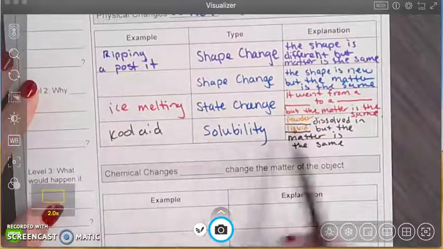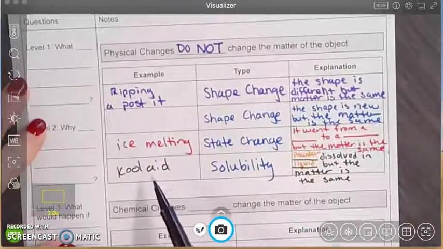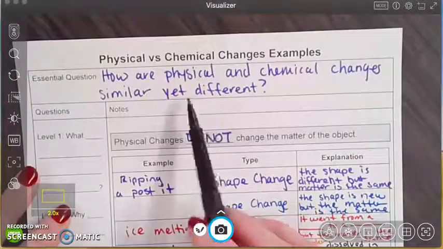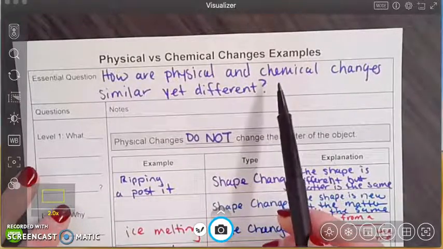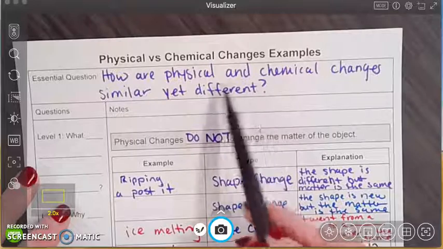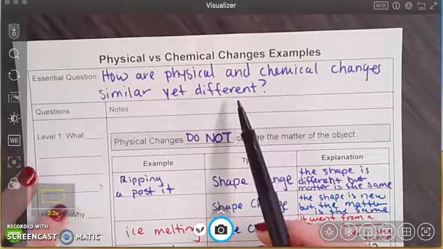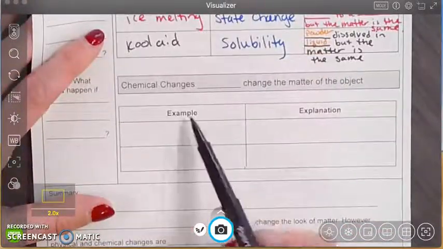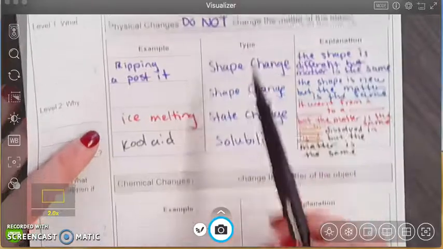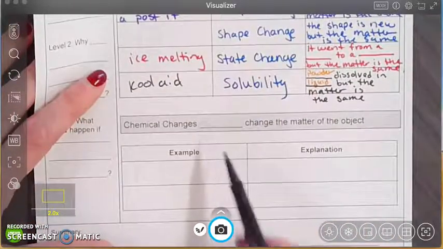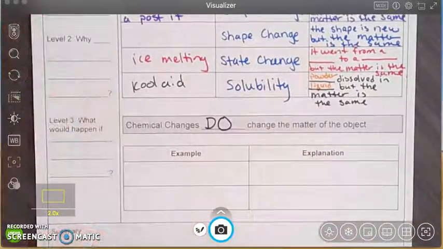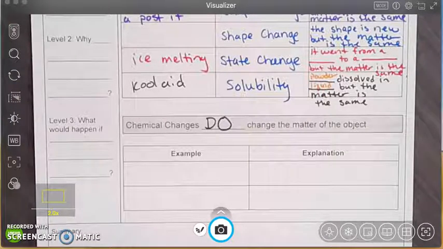Okay, so this was all a review of yesterday, that physical changes do not change the matter itself. But our essential question now talks about something called a chemical change. So if they're different, I wonder if you can start to infer what a chemical change must be. Think about it. Physical changes do not change the matter, which means chemical changes must actually change the matter. So we're going to say they do change the matter. It's going to look different, yes, hint, hint, that's what they have in common.